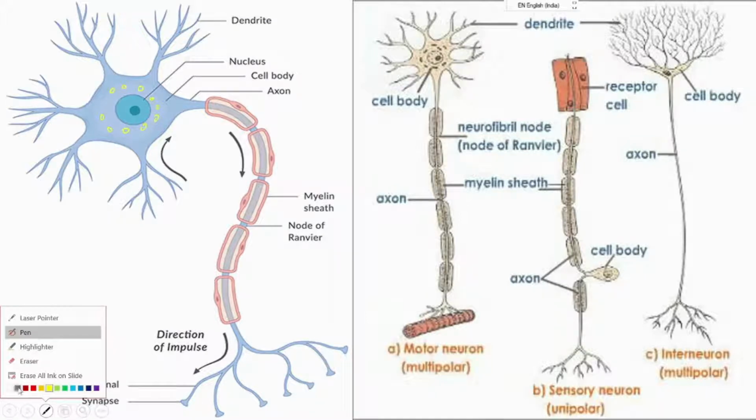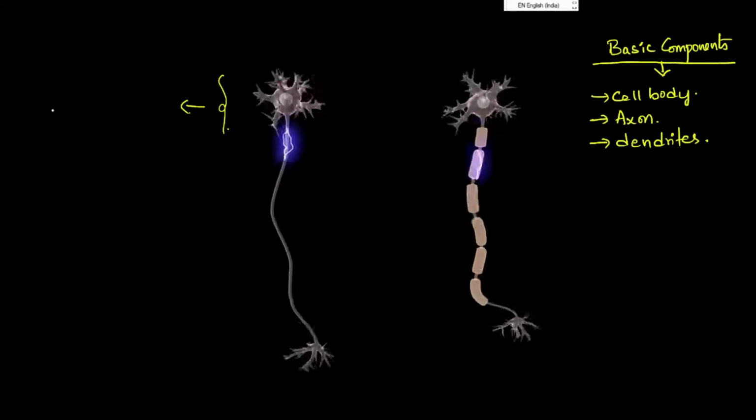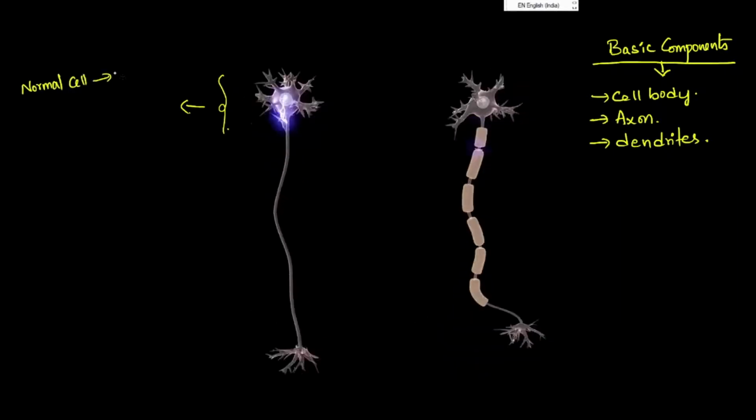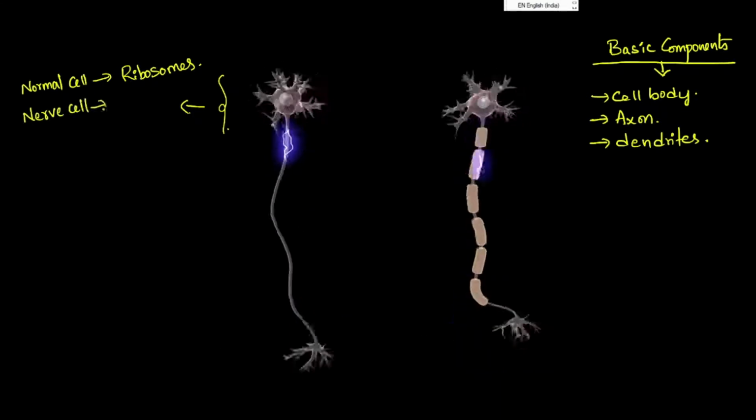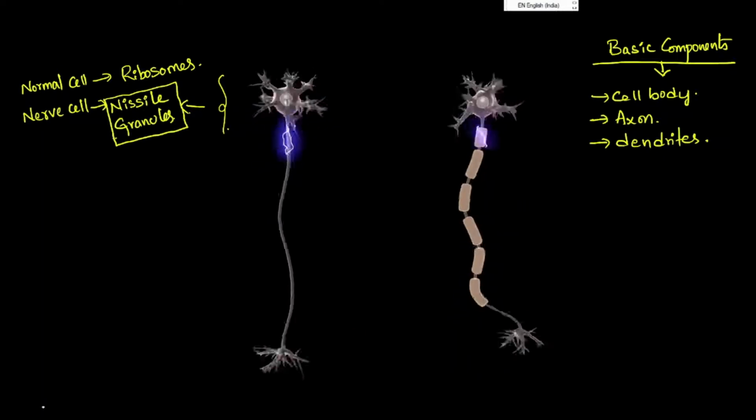What does this cell body generally consist of? And what is the difference between a normal cell and a nerve cell? This is a very important thing. How does this nerve cell differ from the normal cell, students? The normal cell will have ribosomes. In the nerve cell, instead of ribosomes, Nissl granules will be present. Instead of ribosomes, Nissl granules are present, students.